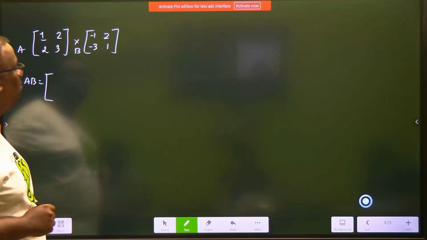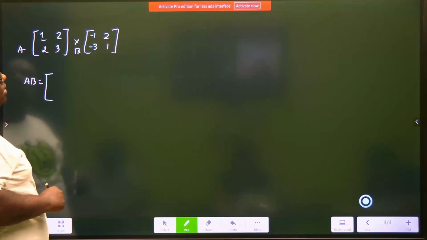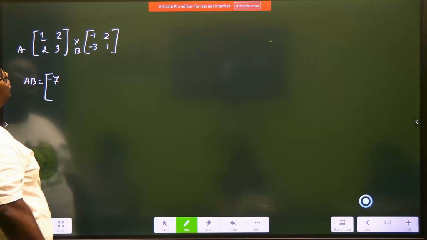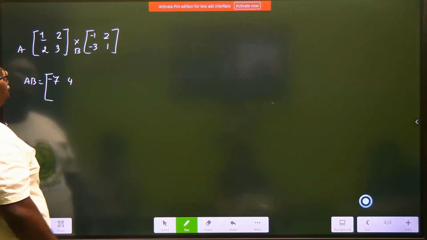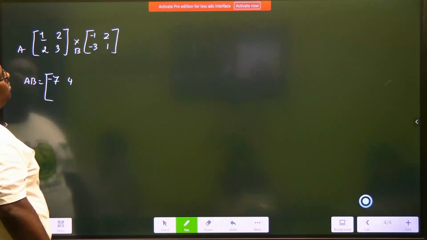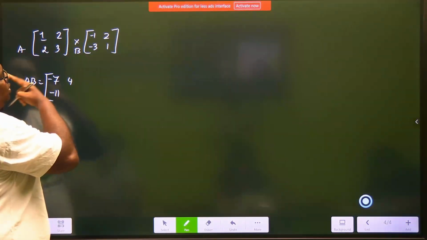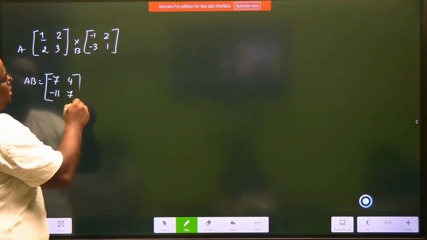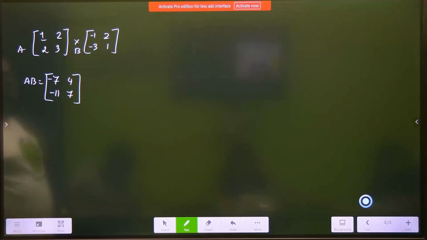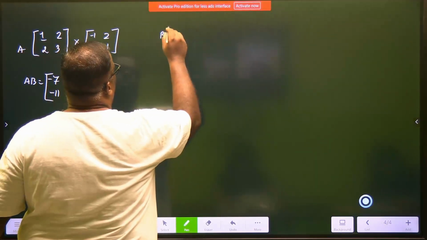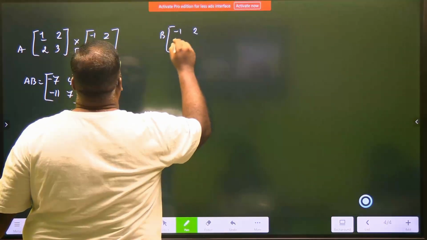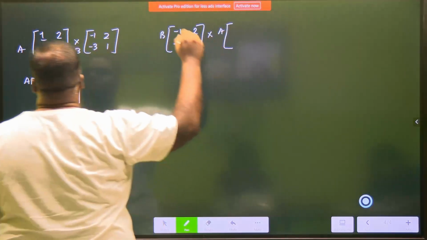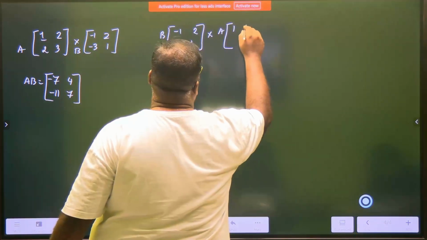1 into minus 1 is minus 1. Plus 2 into minus 3 is minus 6. So this will be minus 7. Then 1 into 2 is 2 and 2 into 1 is 2. So this will be 4. Then 2 into minus 1 is minus 2. 3 into minus 3 is minus 9. So this is minus 11. 2 into 2 is 4 and 3 into 1 is 3. So this should be 7. Just check. Yes, got it. I may also be wrong, my processor is very old.